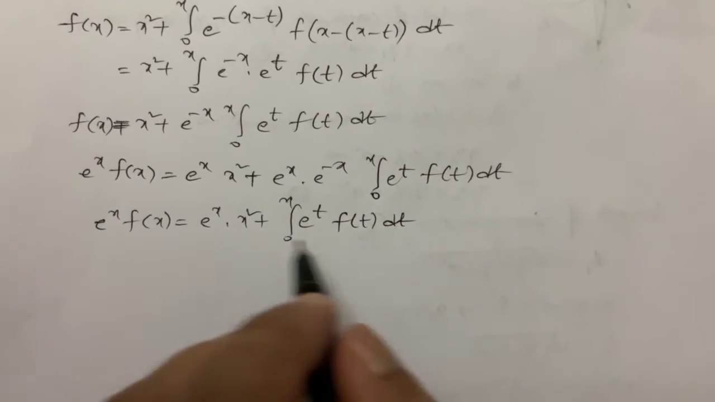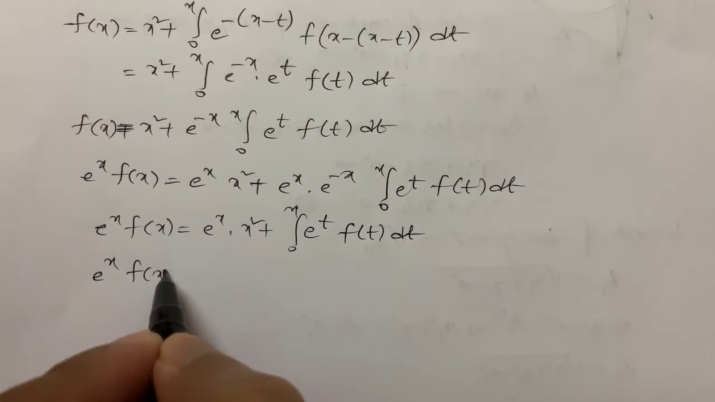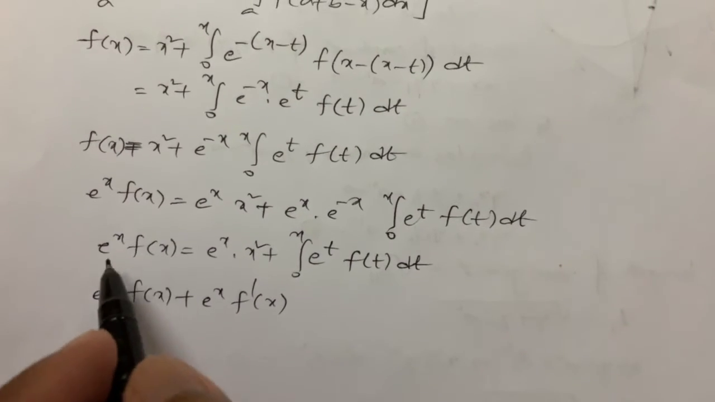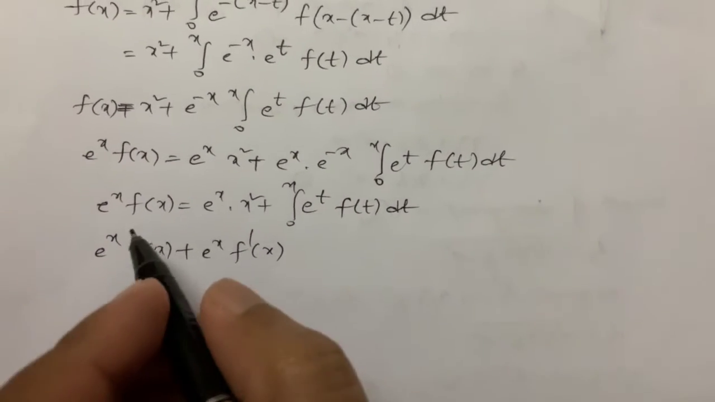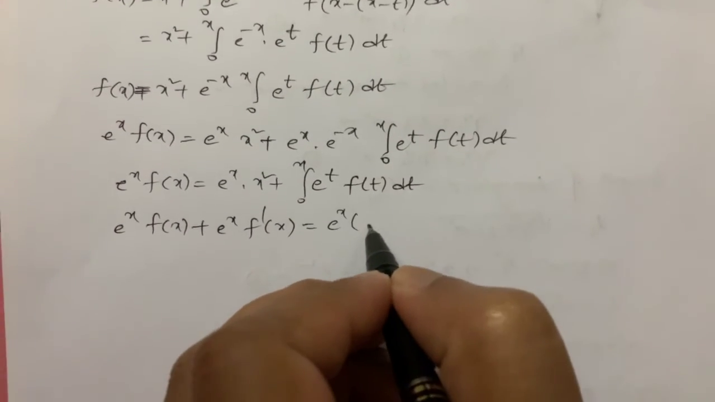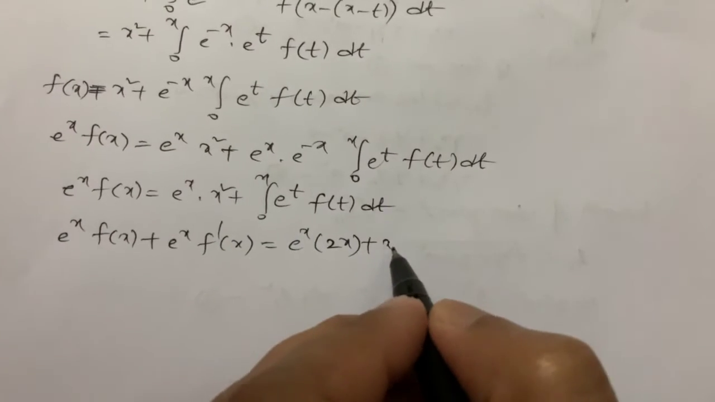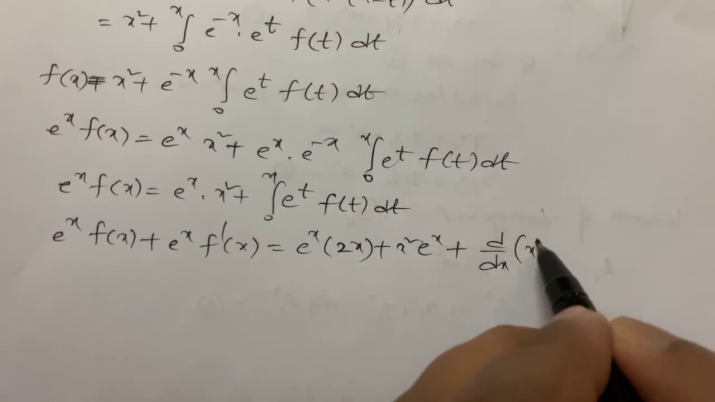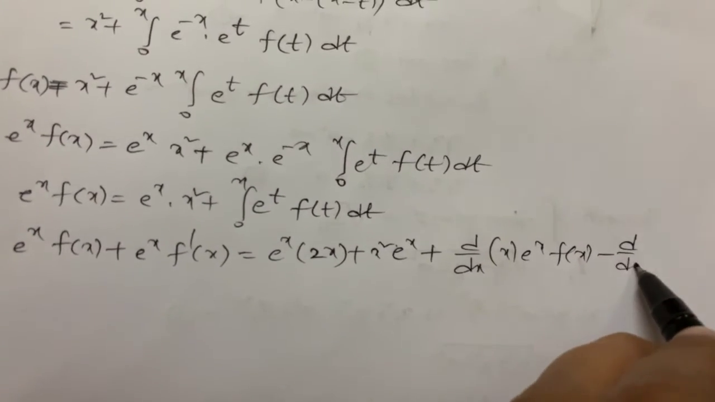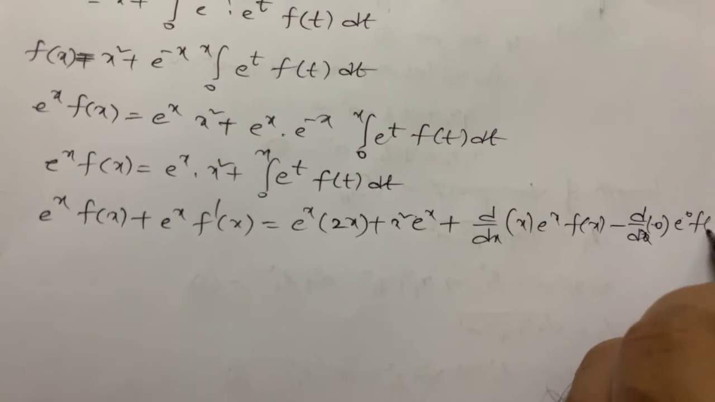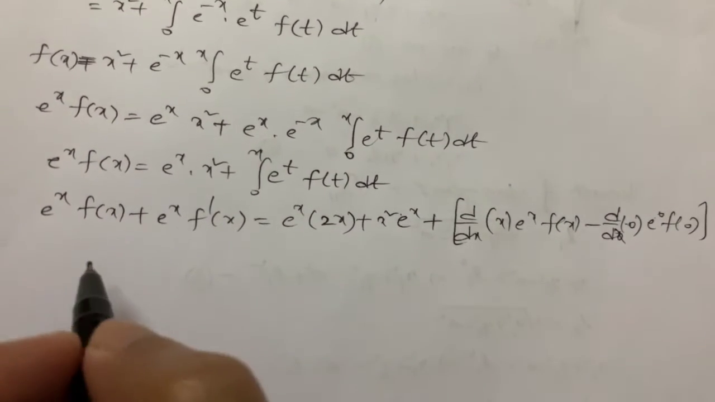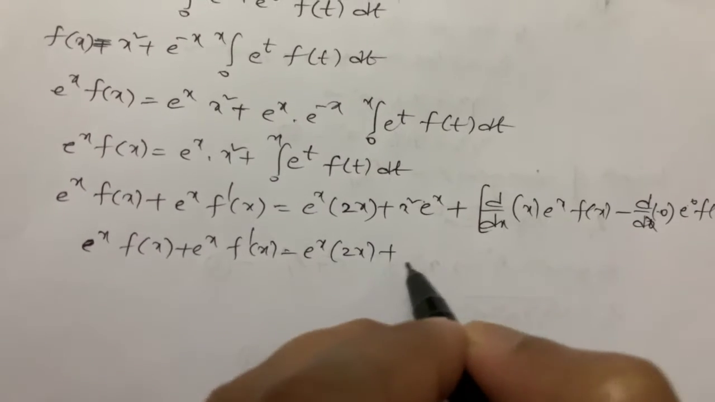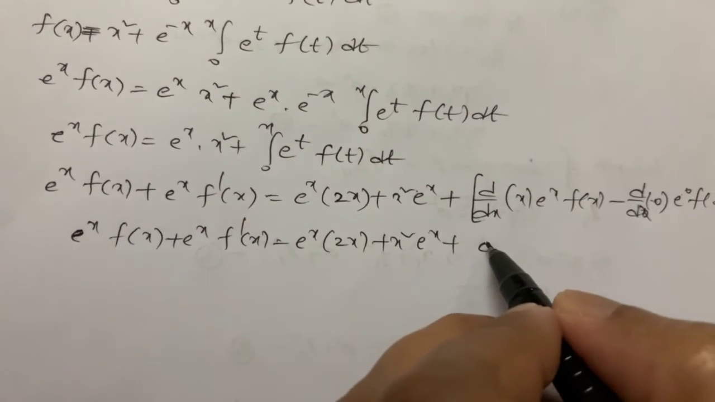Now I want to differentiate this. So e power x f of x plus e power x f dash x, because uv, right? First f of x into d by dx of e power x is e power x, plus e power x into d by dx of f of x, which is f dash x. On the right side, e power x into x square gives e power x into 2x plus x square into e power x, plus d by dx of the integral, which is e power x f of x minus d by dx of e power 0 f of 0. So e power x f of x plus e power x f dash x is equal to e power x into 2x plus x square e power x plus e power x f of x.